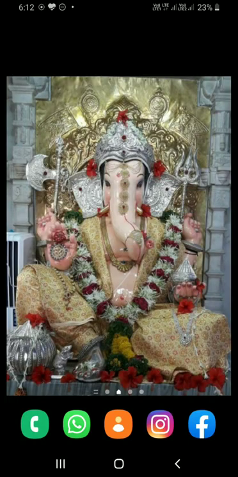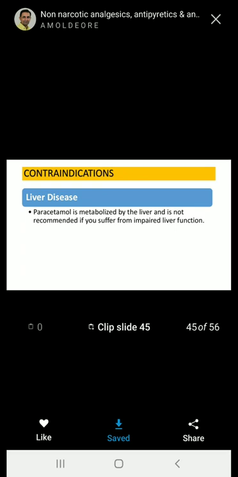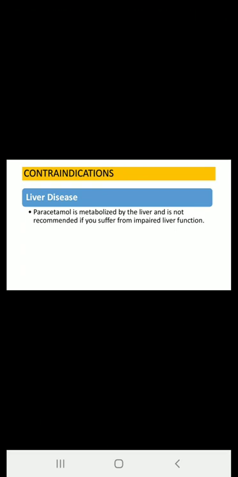Next part is contraindication. I'm extremely sorry. So, contraindication in liver diseases. Paracetamol is metabolized by the liver itself and is not recommended if you are suffering from impaired liver function. If some patients have a history of liver diseases, that time we couldn't prescribe them paracetamol, because it itself has an adverse drug reaction with your liver.